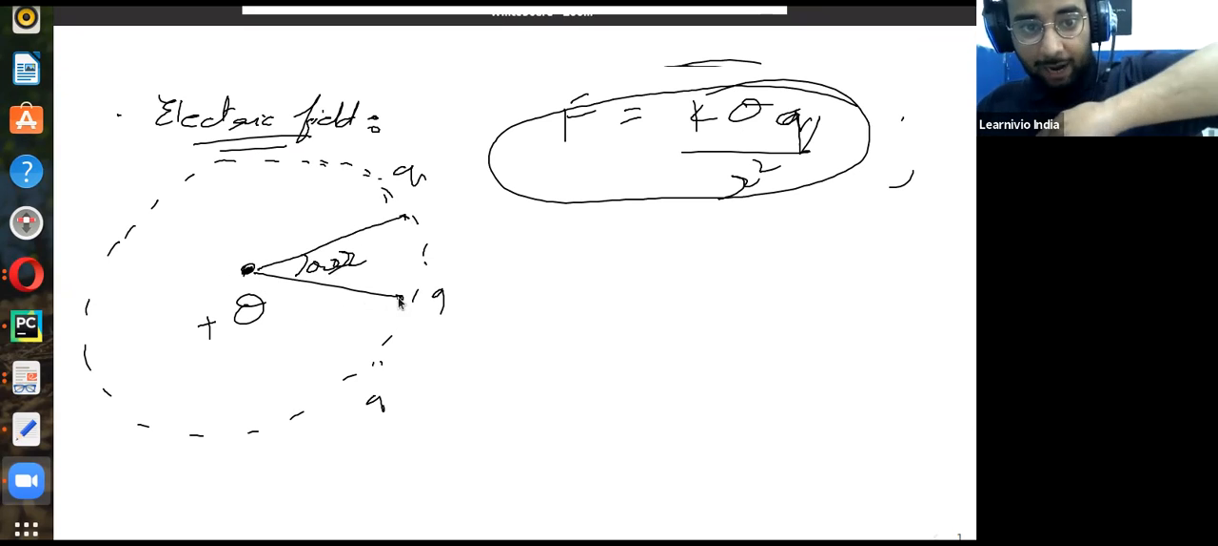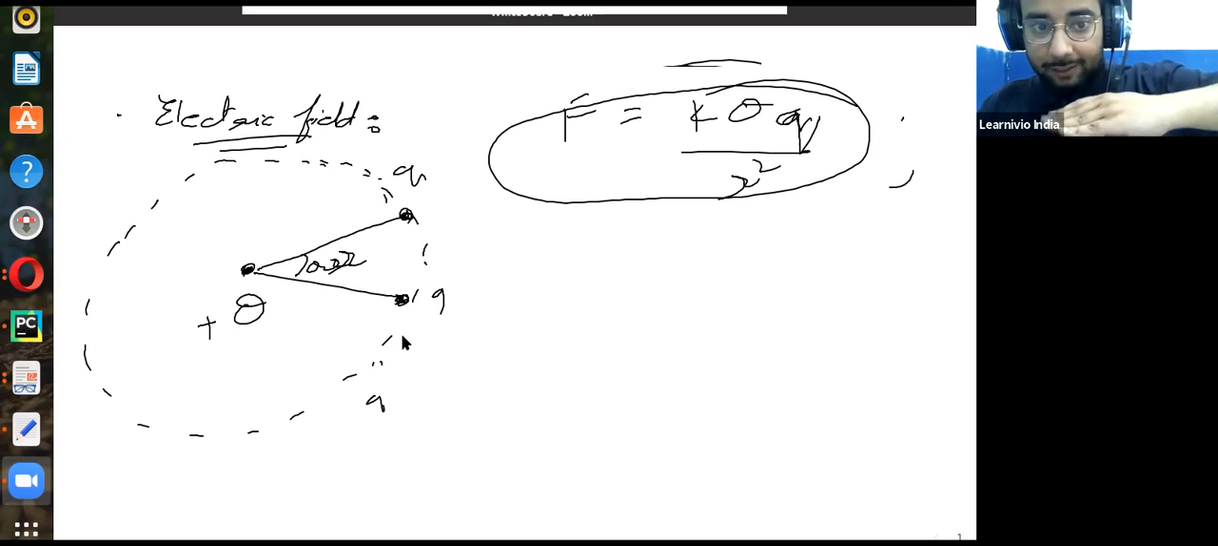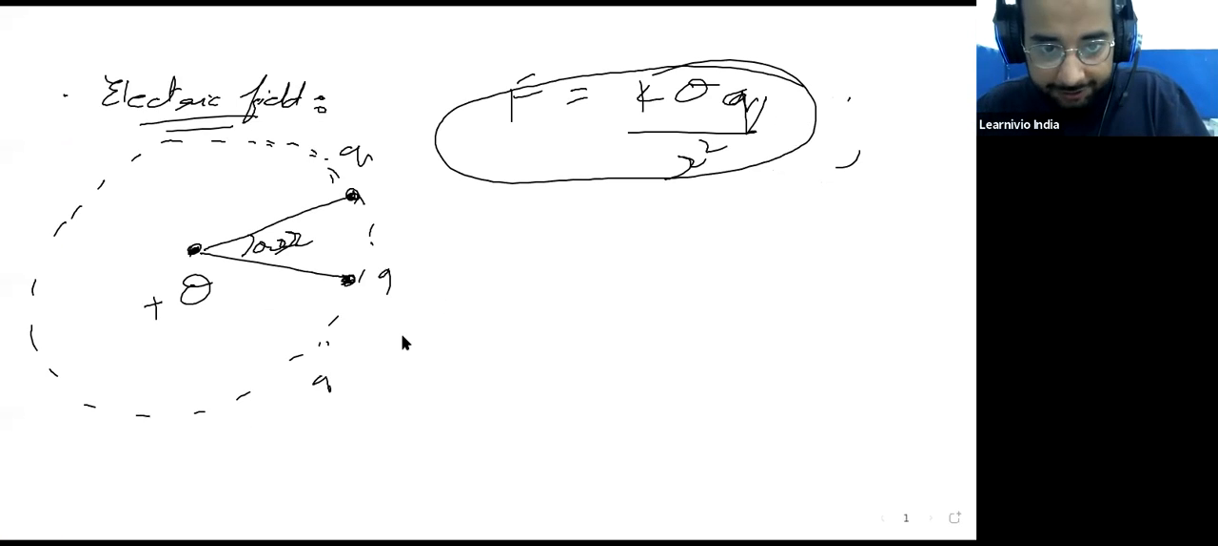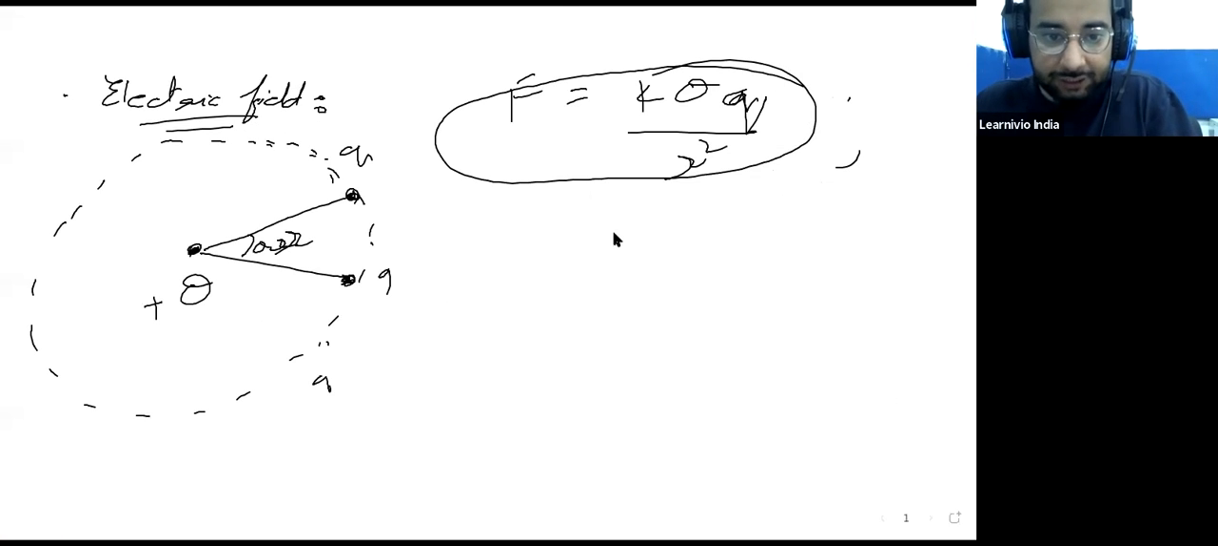If I measure the force here, it should be exactly the same. So it is independent of theta. It is only dependent on r. So similarly, your electric field will also be only dependent on r. It will be exactly of this nature.